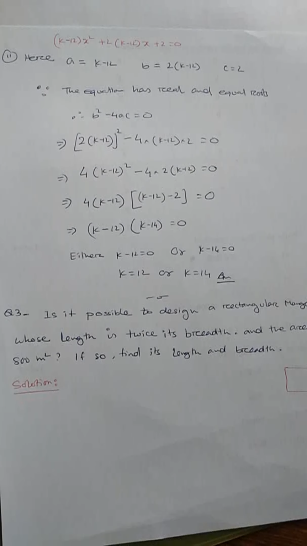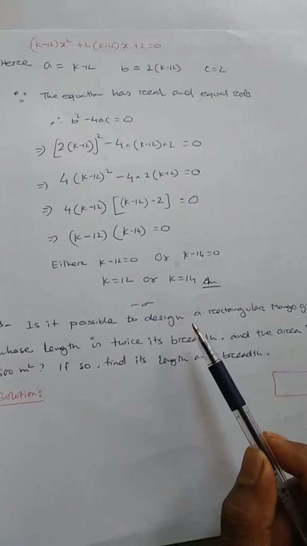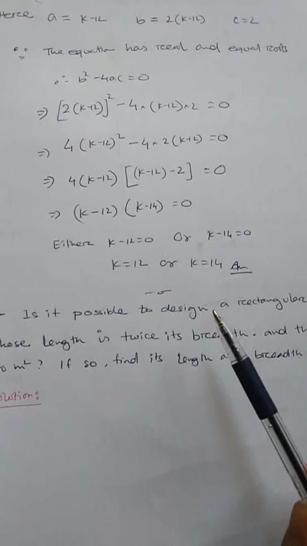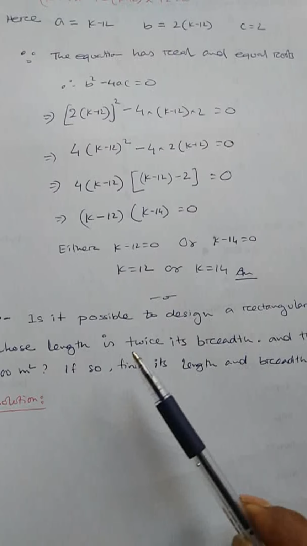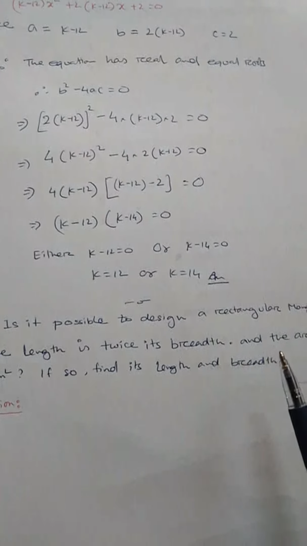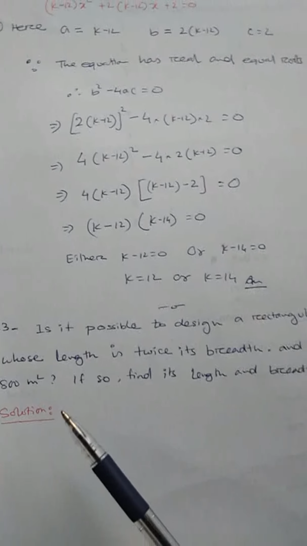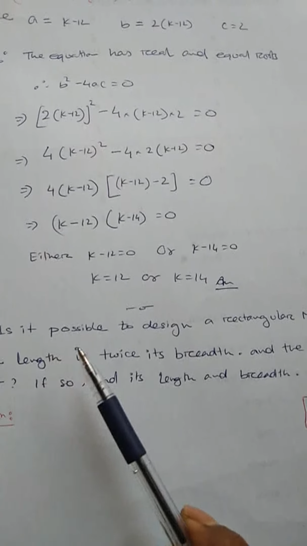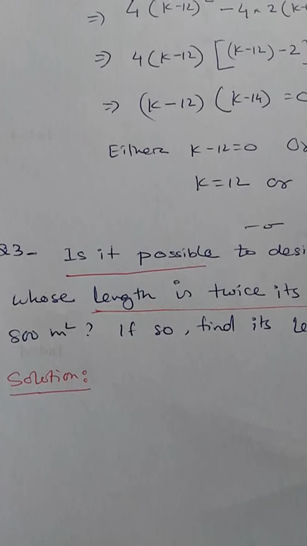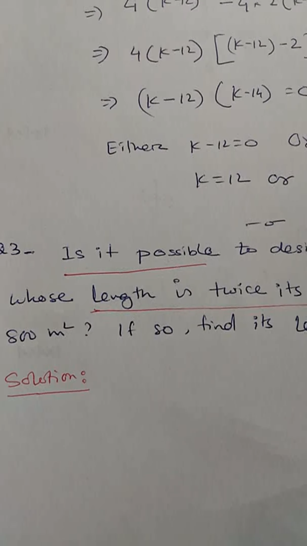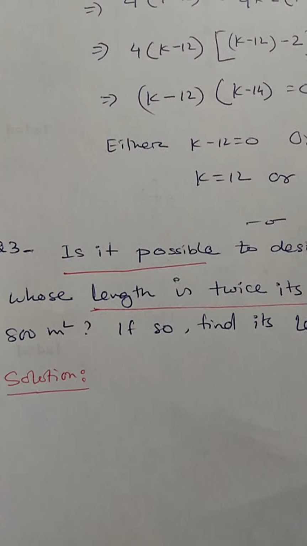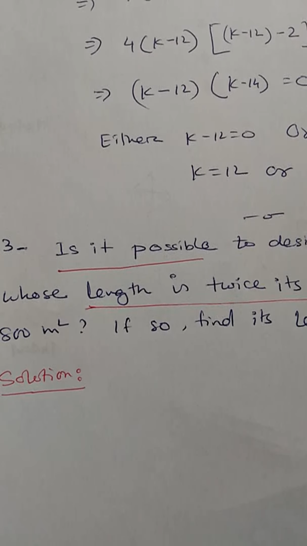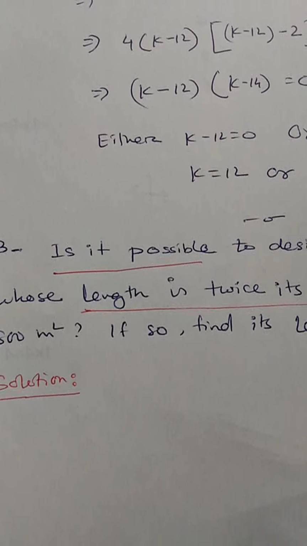In the next question, is it possible to design a rectangular mango grove whose length is twice its breadth and the area is 800 meter square? And if so, find the length and breadth. So first of all, we'll have to check whether this condition is possible or not. Now, to see the possibility, we must take help of the discriminant, because the discriminant of a quadratic equation tells us whether real roots exist or not. If real roots exist, then only the condition can be possible.